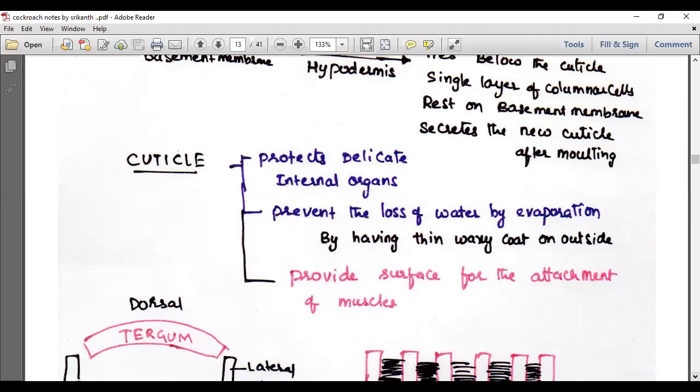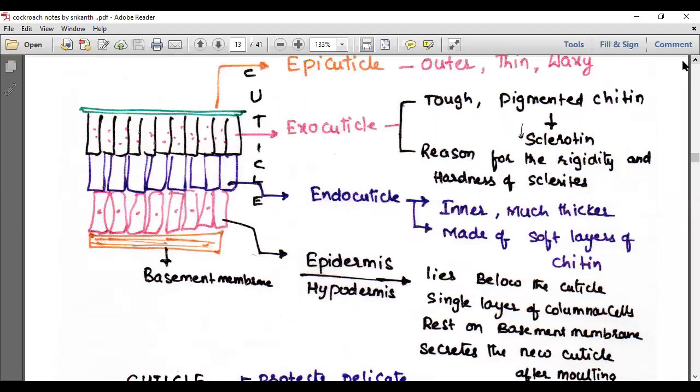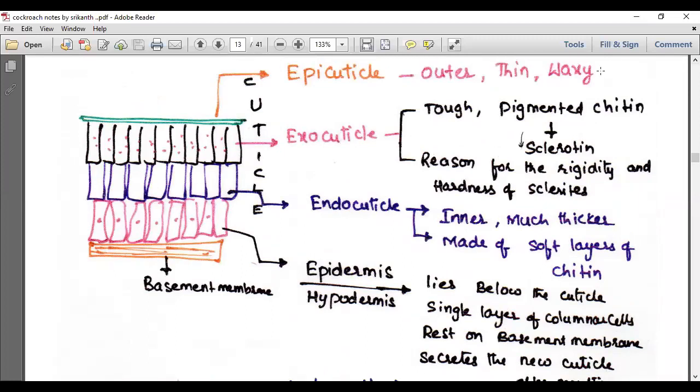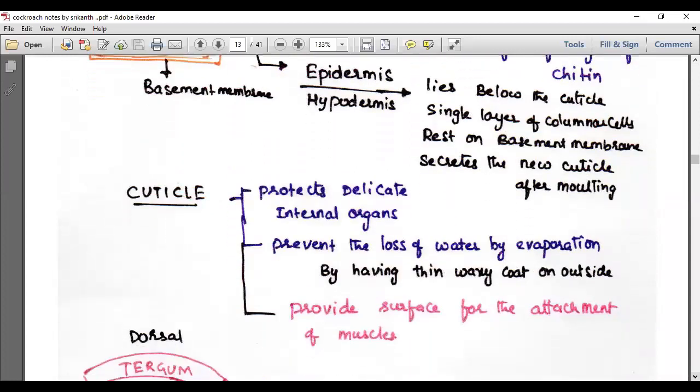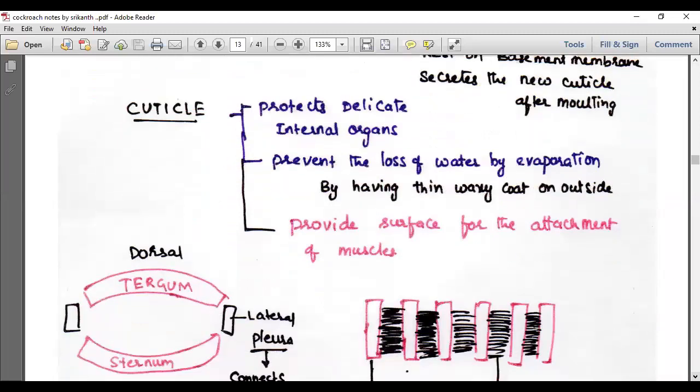Okay, so it prevents the loss of water. Why is cockroach having exocuticle? Cockroach is very careful about water. They follow all the methods to prevent the loss of water. Throughout the chapter, we are going to watch for those issues. What are the events cockroach performs to prevent the loss of water from the body? To prevent the loss of water by evaporation, it has a thin waxy coat on the outside. Epicuticle is outer, thin, waxy. Why waxy? That is to prevent water loss. There are so many other issues coming for how the cockroach protects itself to prevent the loss of water from the body.